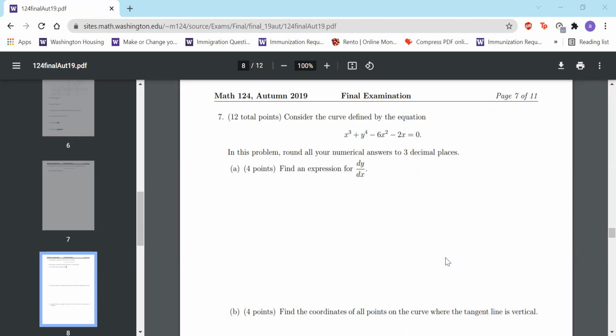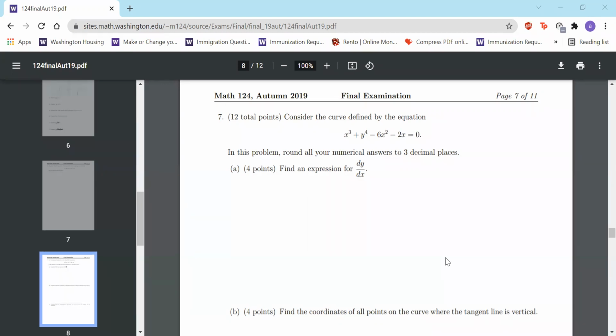So the question we are working on is question number 7. This is the fall 2019 final exam, Math 24. So this is the exam I'm currently working on. We have the expression x cubed plus y to the 4th minus 6x squared minus 2x equals 0. The first part is to find dy/dx.